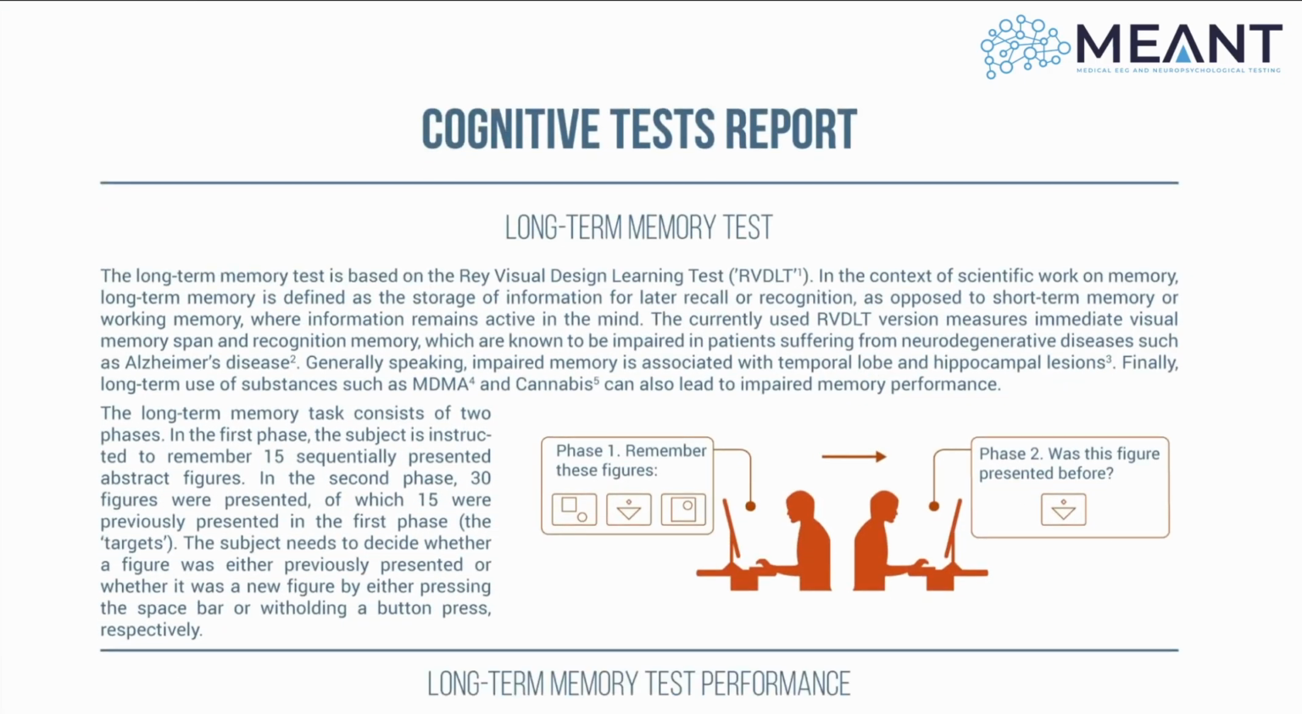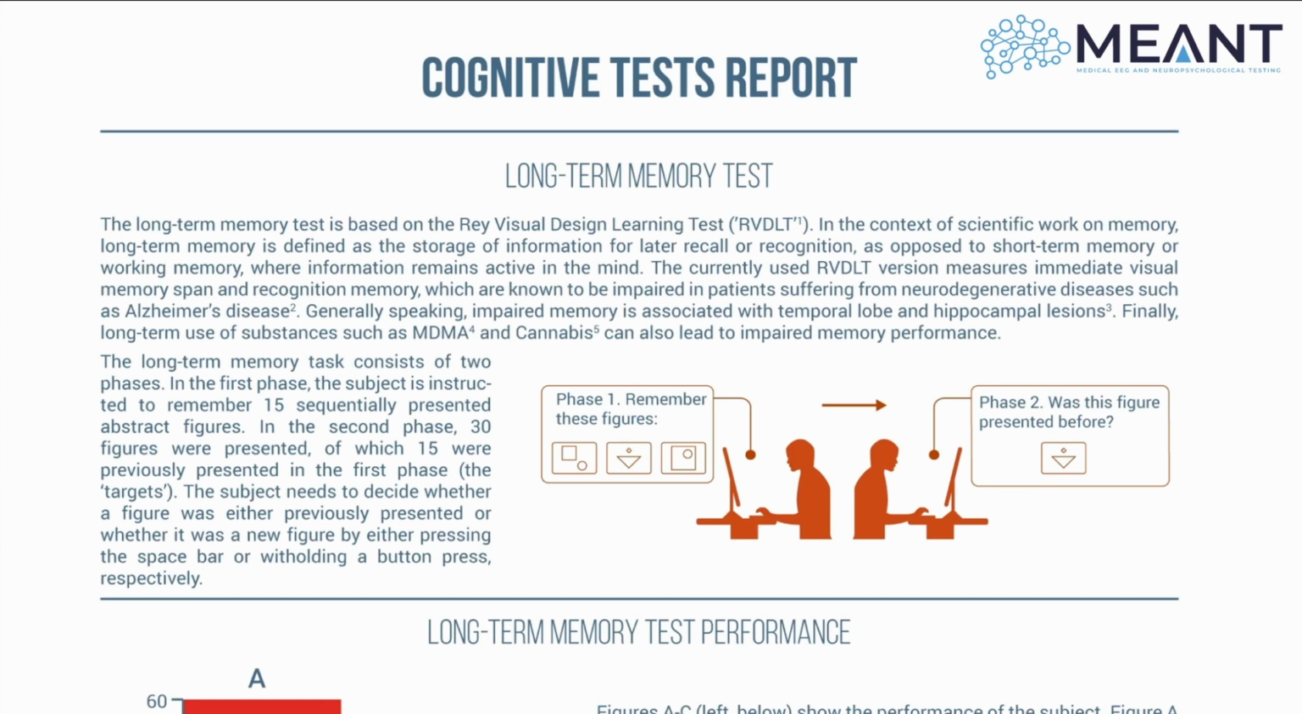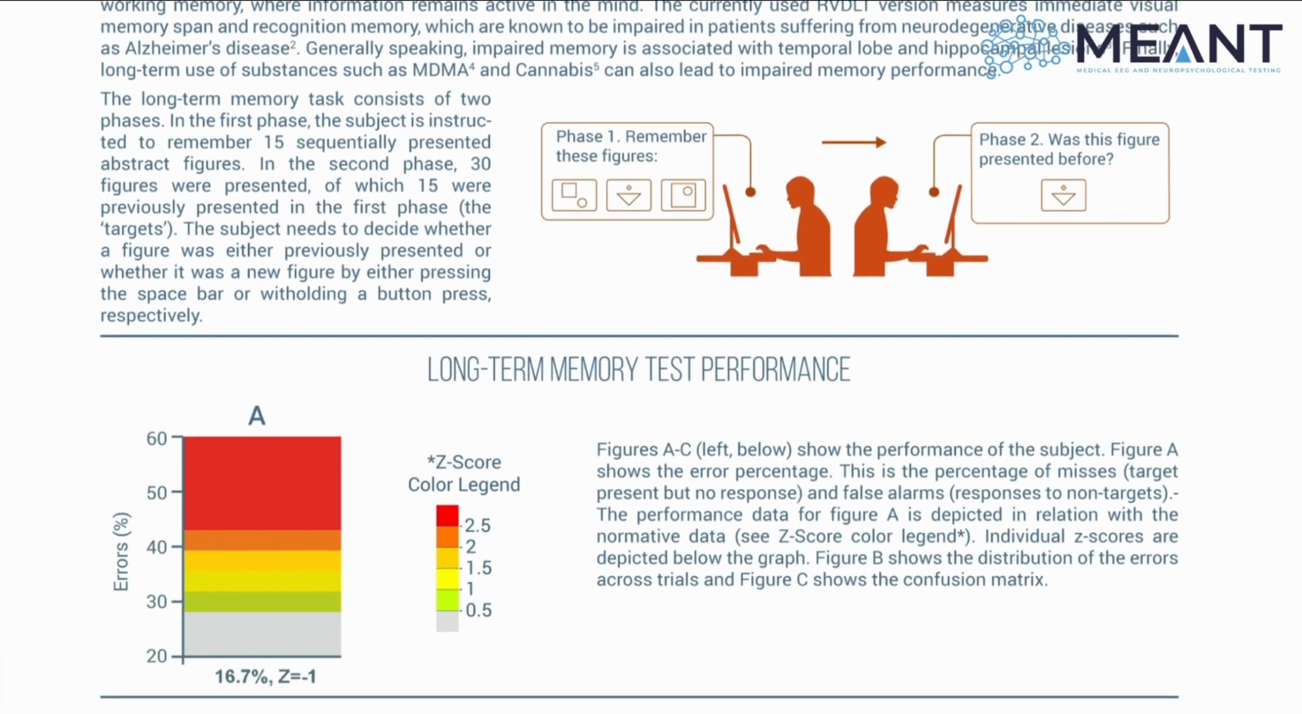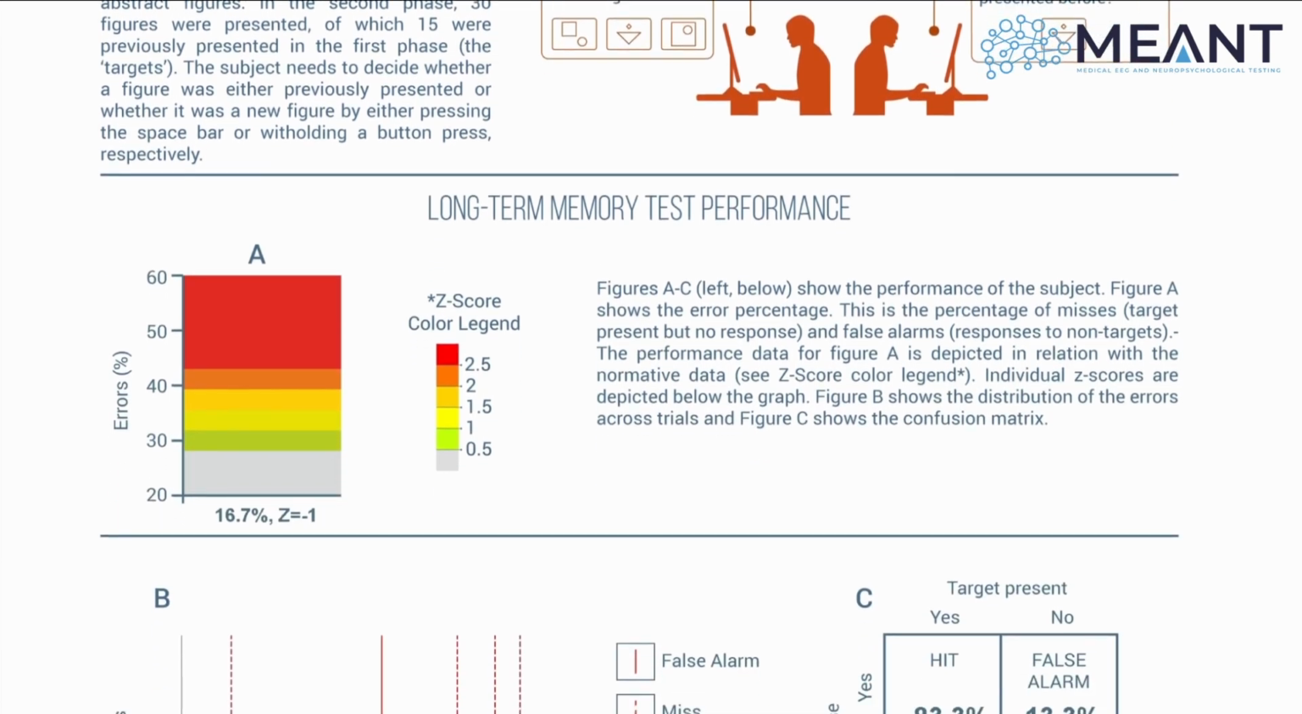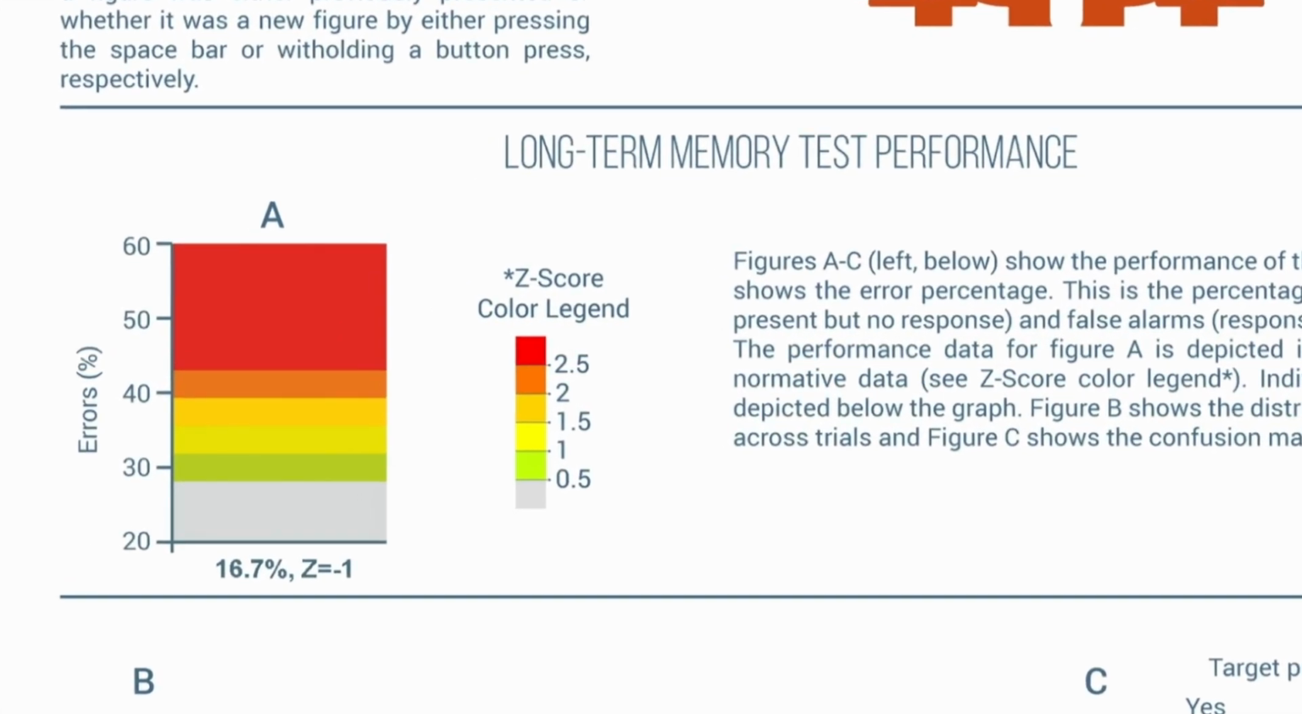This is the result page for the long-term memory test. The top of the page contains general information about the test and the graphs. The primary outcome measure is the percentage of errors, depicted in Figure A. Let's zoom in on that figure.